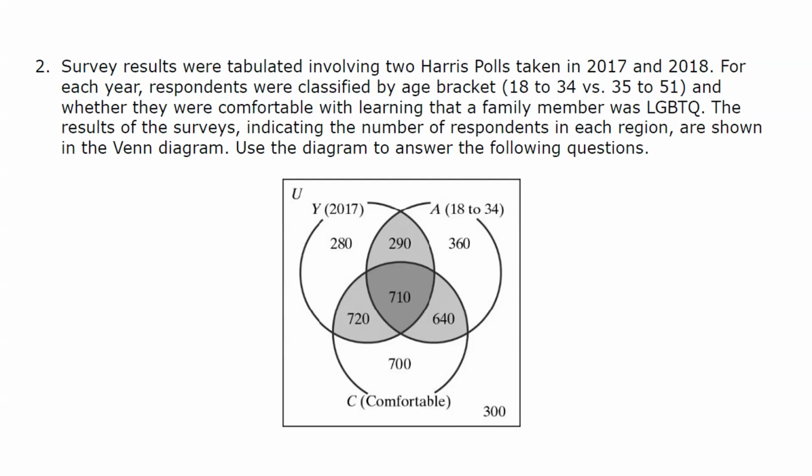For example, 2017 or 2018. That means if I'm not in the 2017 circle, then I'm going to be 2018. Same thing with 18 to 34. If I'm not in that subset, then I would be considered 35 to 51. And similarly for comfortable, if I'm not within the circle or subset for comfortable, then I would be considered uncomfortable. Okay.